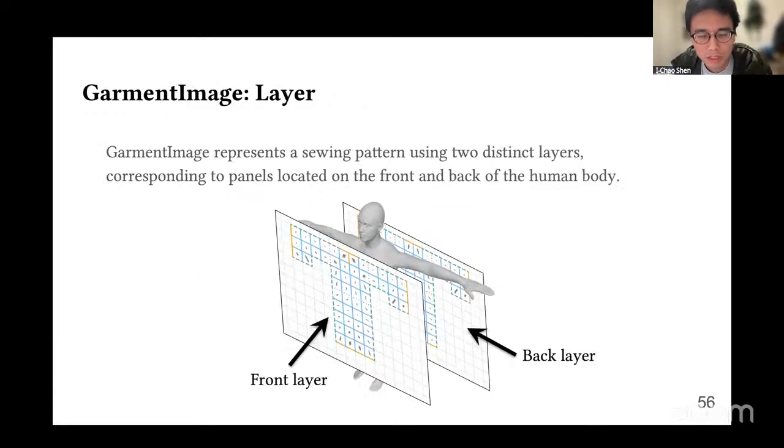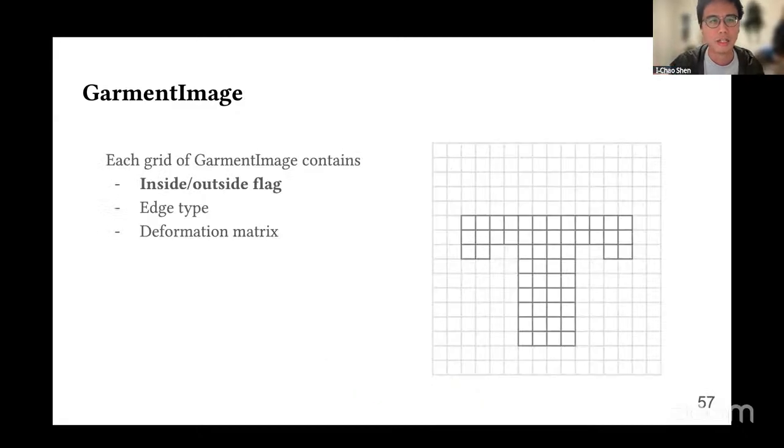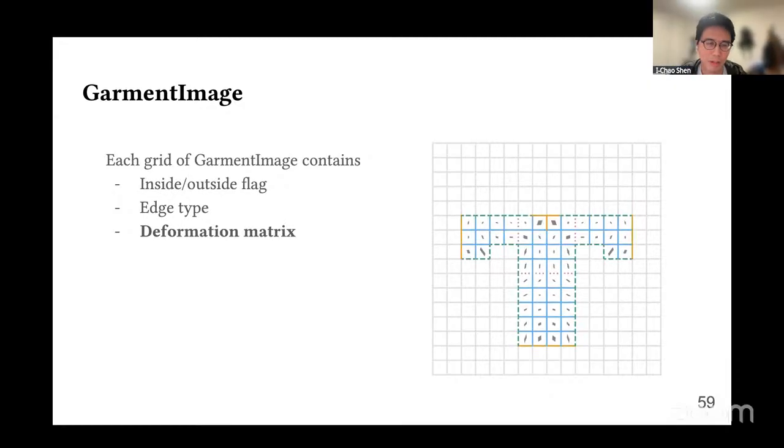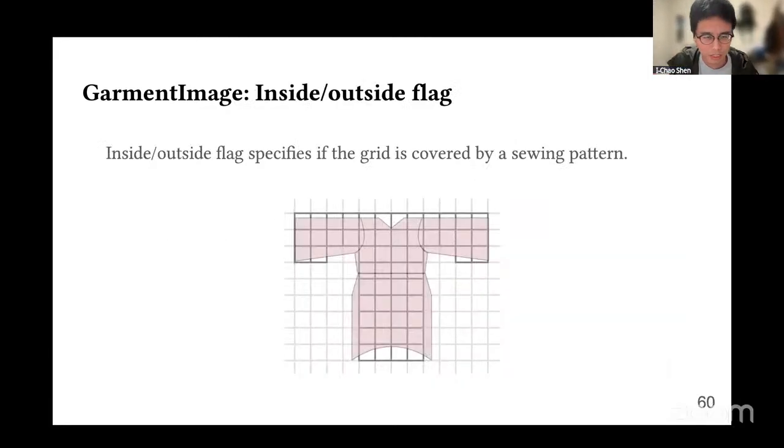So a simple way to look at this is that, in the simplest case, there will be two layers for modeling each garment. There is a front layer and a back layer. Each grid of the garment image will contain both an inside and outside flag, and also some edge types, and also a deformation matrix to model the local deformation. So we'll look at these one by one.